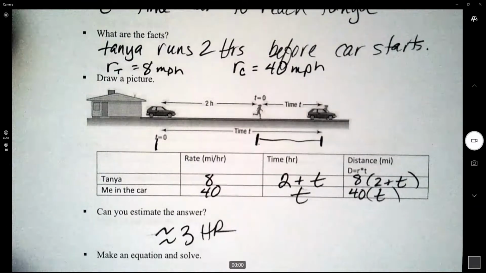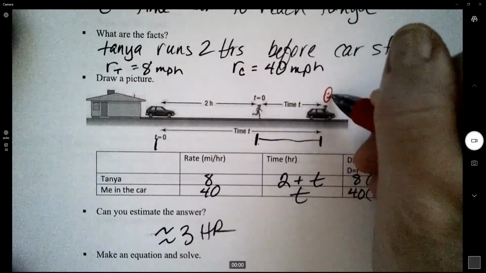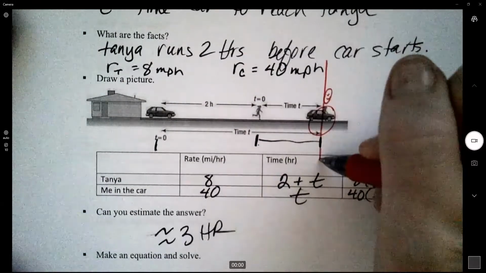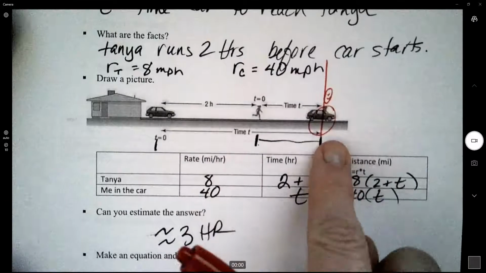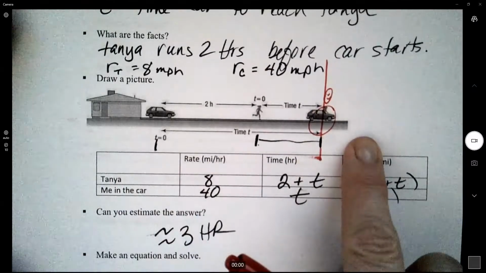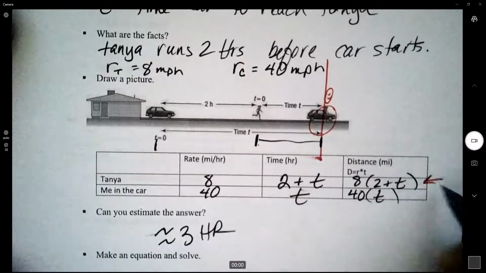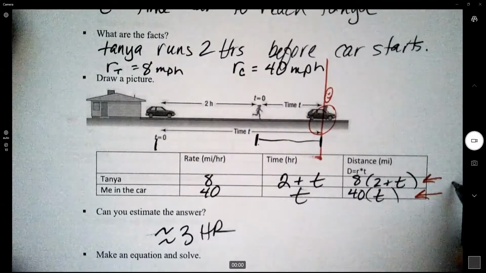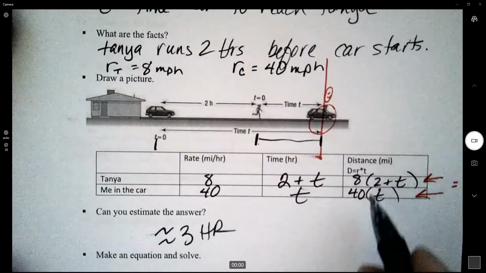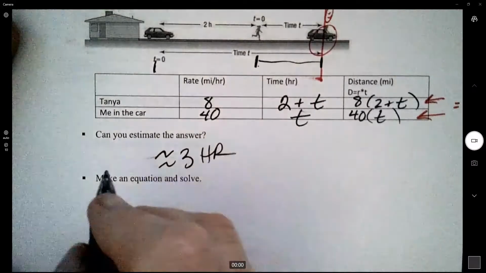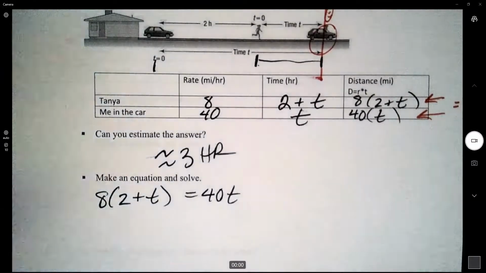Okay, so let's finally make an equation. Now, when we get to this point, here's Tanya and here's the car, and they are both the same distance from the house. So at this point, when they meet each other, they are both equidistant from the house. So Tanya's distance and the car's distance should be equal to each other. So I'm going to set both of these distances equal to each other in my equation, and then I'm going to solve.